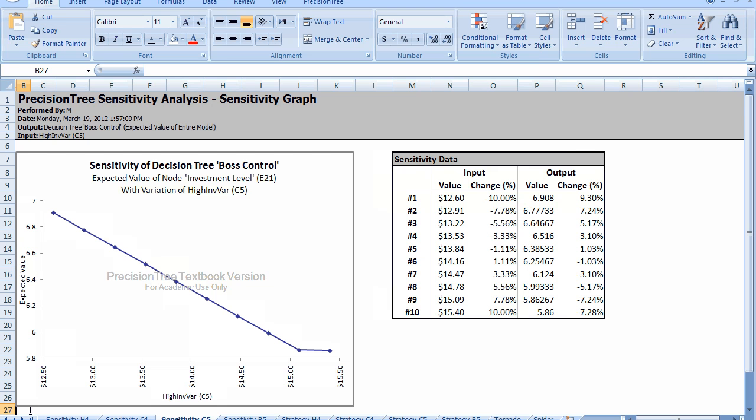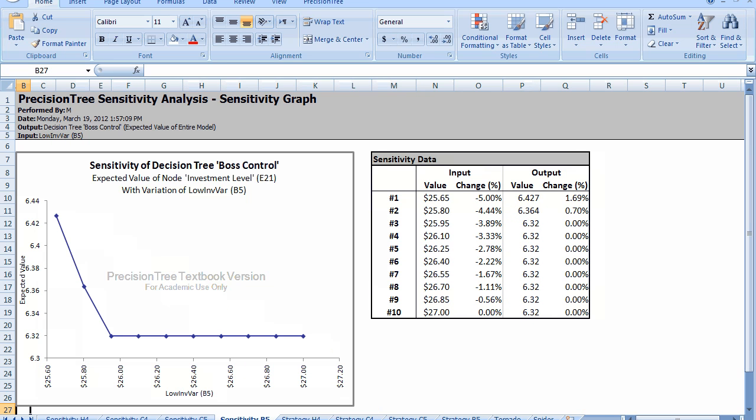At the other extreme, when the variable cost for high investment is at $15.09, which is 7.78% higher than the original 14, the expected value is 5.86, and it is a decline, and the expected value is 7.24% lower than before. When it goes up to 15.4, which is a 10% increase in the variable cost, the expected value now is 5.86, and that 5.86 corresponds to what the expected value is for the low investment alternative.